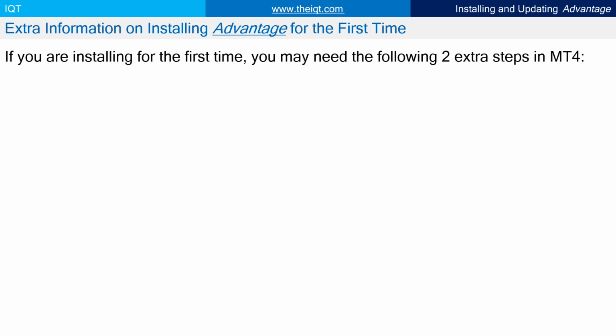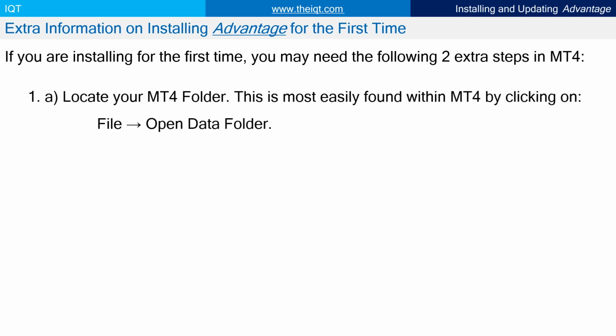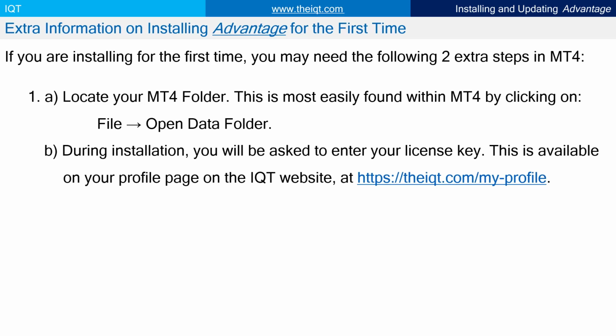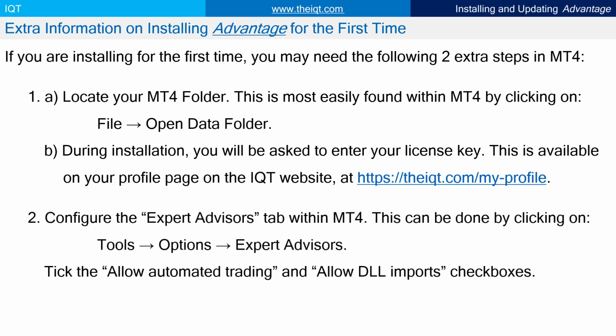If you are installing for the first time, you may need the following two extra steps in MT4. 1. Locate your MT4 folder. This is most easily found within MT4 by clicking on File, Open Data Folder. During installation, you will be asked to enter your license key. This is available on your profile page on the IQT website, at https://theiqt.com/my-profile.